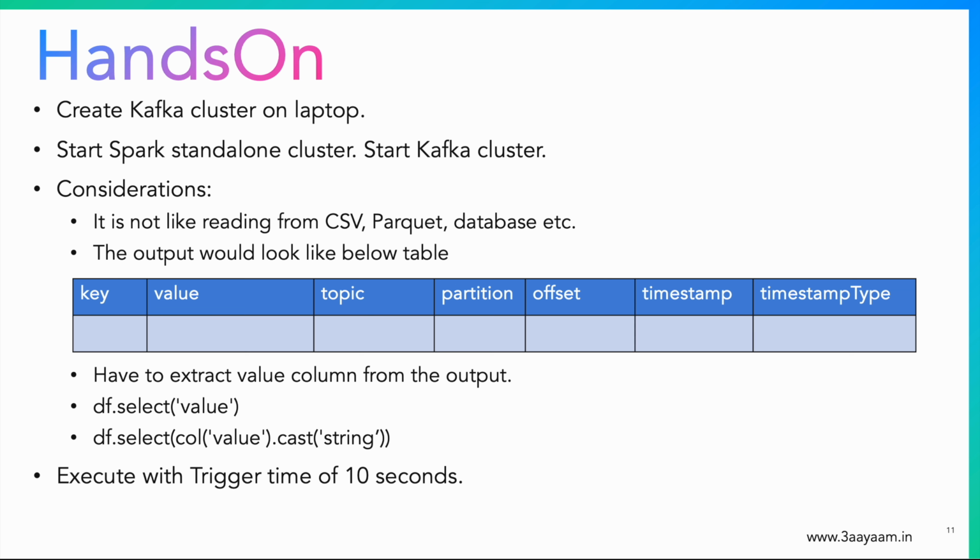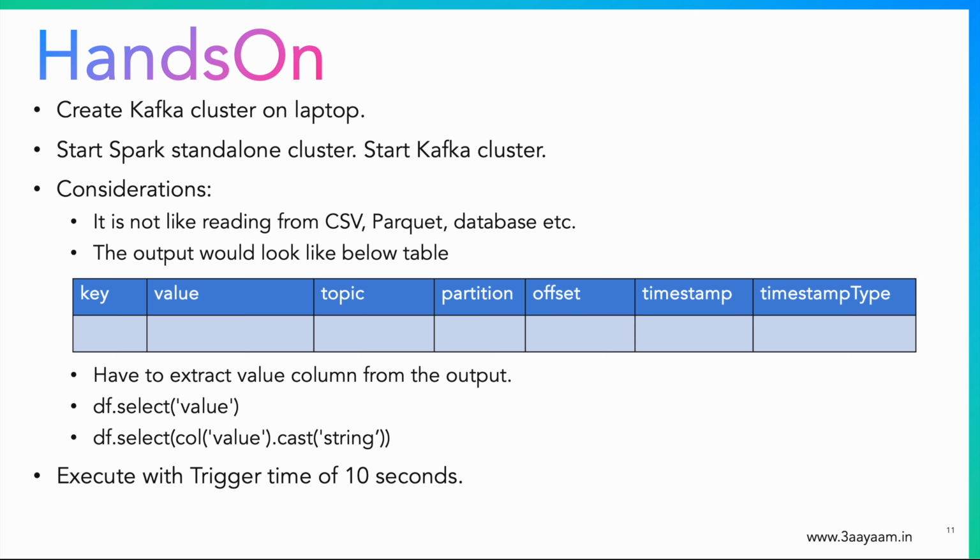Now there are certain considerations when we do coding using the streaming model. It is not like reading from CSV file, Parquet file, database files, etc., or databases, etc. The output would be very different. So by default, the output would look like the table that I have shown you here. There would be key, then there would be value, the name of the topic, the partition of the topic, then the offset, timestamp, and timestamp type.